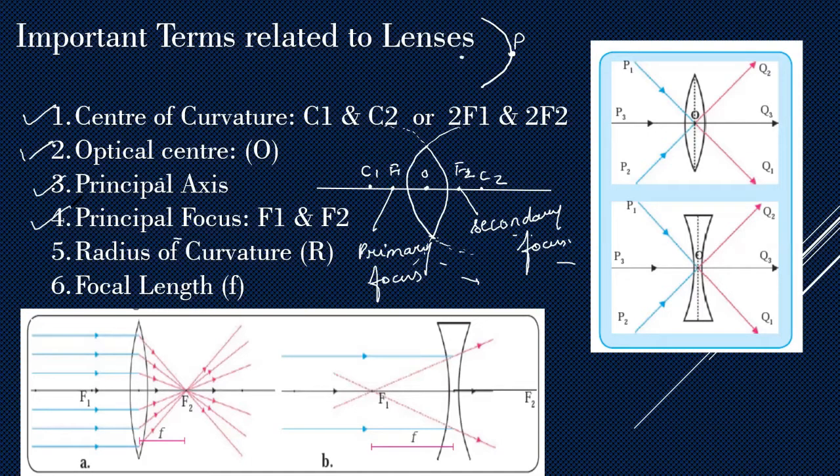Obviously, there will be radius of curvature. What is radius of curvature? The distance between center of curvature and optical center will give you the radius of curvature. The distance between principal focus and optical center will give you the focal length. These two will be there. The formula governing these two, focal length and radius of curvature, will also remain the same. We know that F is always equal to R by 2, or R is equal to 2 times F. This will also remain the same.